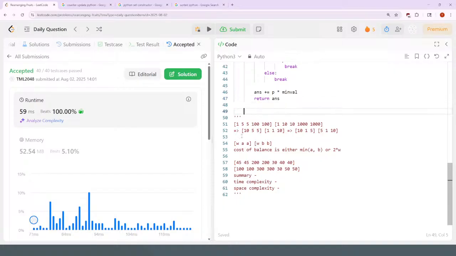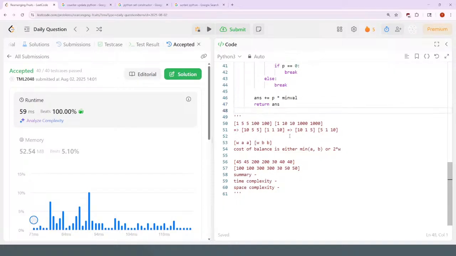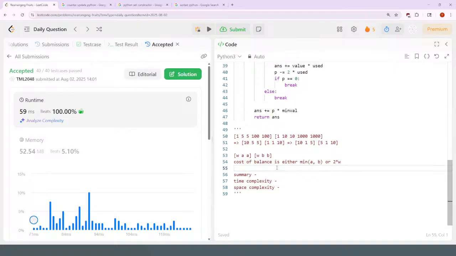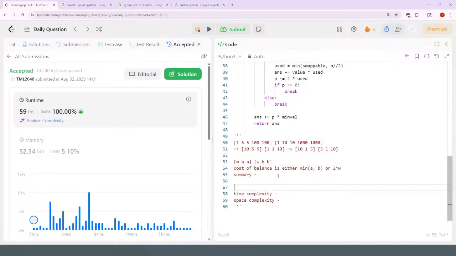Alright, so summary for this one is, I think this is kind of useful as demonstration. So basically, when you have two arrays, I think the original arrays were like, what was it? 1, 5, 5, 1, 10, 10.